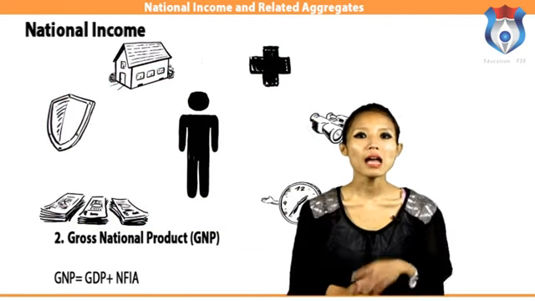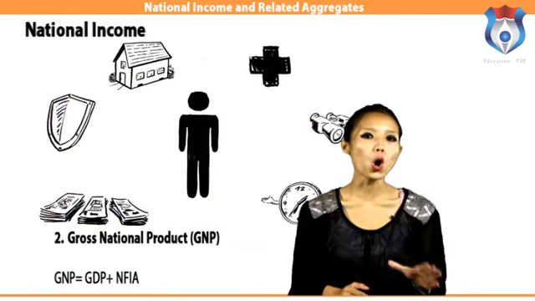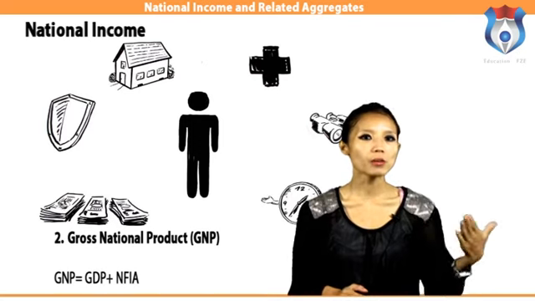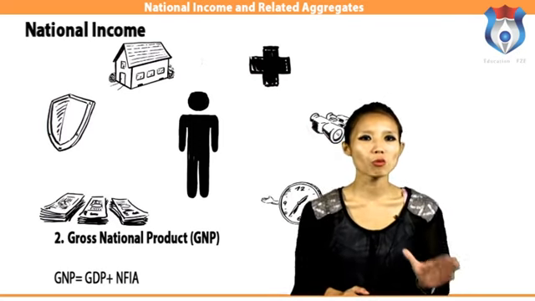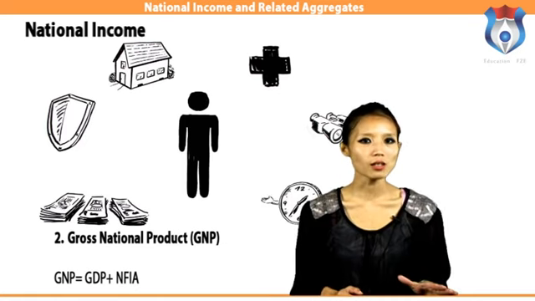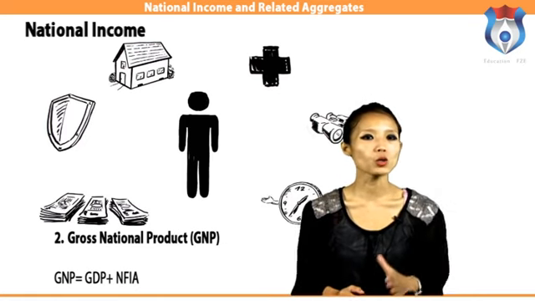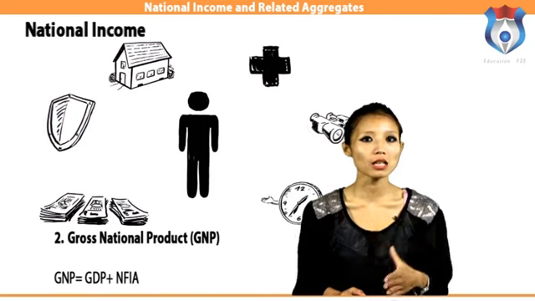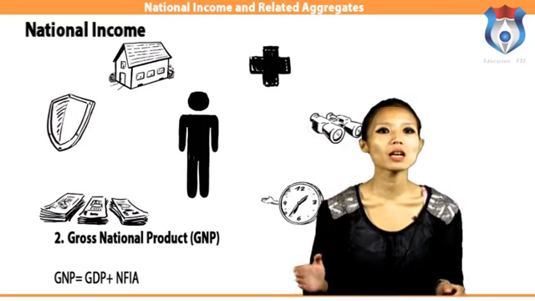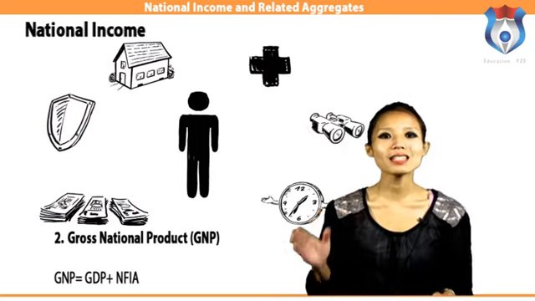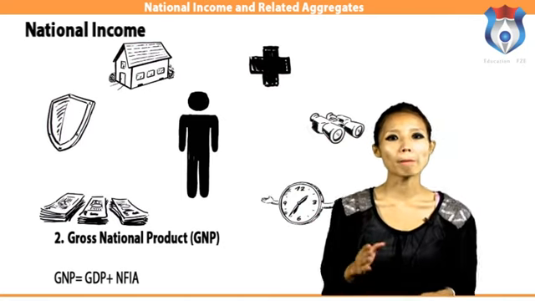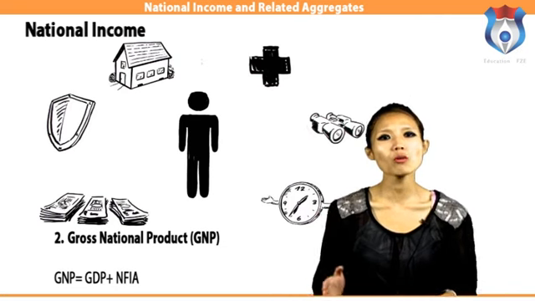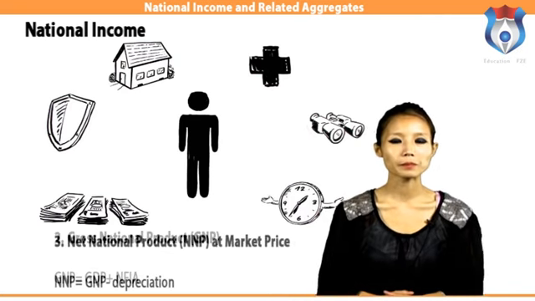Gross national product is the total market value of all final goods and services produced in a year. GNP includes net factor income from abroad, whereas GDP does not. Therefore, GNP is equal to GDP plus net factor income from abroad. Net factor income from abroad is equal to factor income received by Indian nationals from abroad minus factor income paid to foreign nationals working in India.